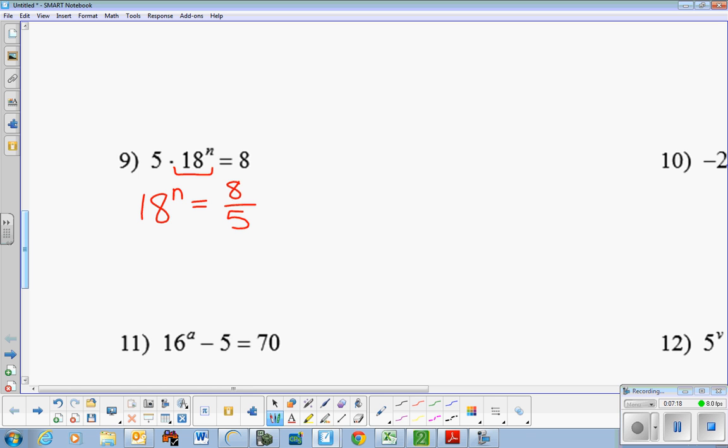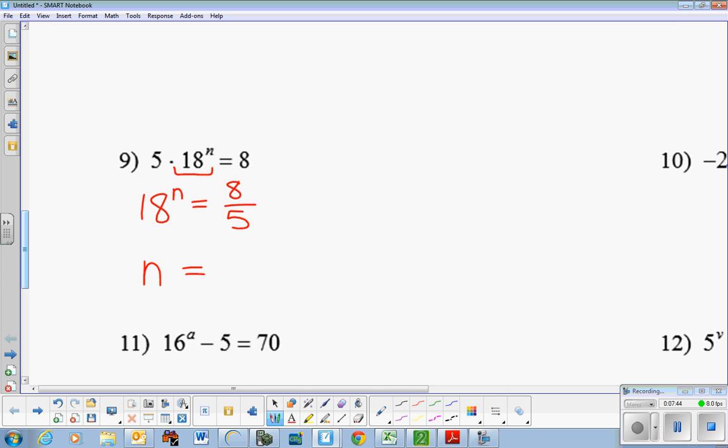Isolate that expression first. Okay, you cannot do log base 18 of 5 times 18 to the n and get anything meaningful. I mean, that's a valid expression, but that's not the way you solve this. Get that 18 to the n alone first. Now, log base 18 on both sides. So are you comfortable now with that?